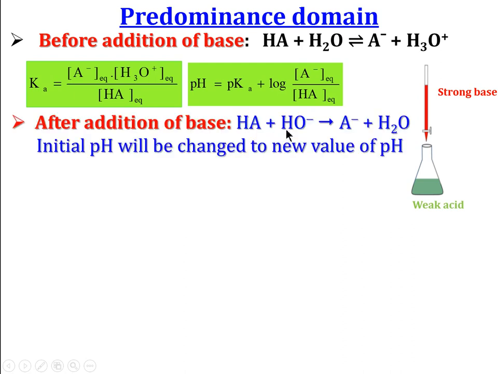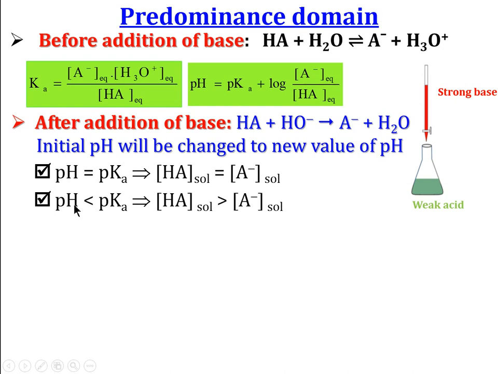When we add a base, OH minus will react with HA. So HA will be consumed and we have formation of A minus. So the concentration ratio A minus divided by HA will change, and therefore the pH takes a new value different from the initial. If the value of the pH is equal to pKa, that means log A minus divided by HA equals 0. So A minus divided by HA equals 1, and HA in the solution is therefore equal to A minus in the solution.